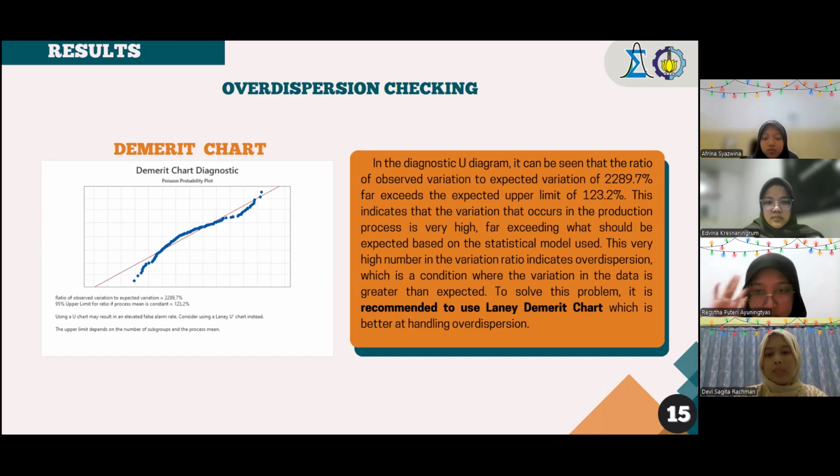This very high variation ratio indicates over-dispersion, which is a condition where the variation in the data is greater than expected. To solve this problem, it is recommended to use a Laney demerit chart, which is better at handling over-dispersion.